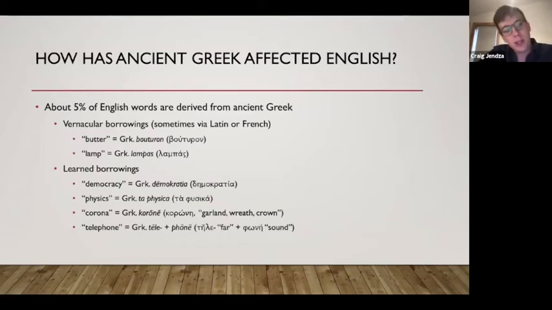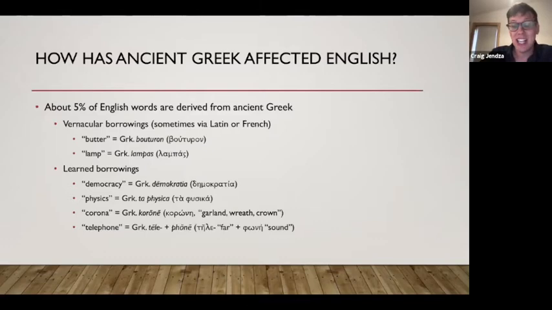And then there are learned borrowings. These are words that basically people in the 17th, 18th, 19th, 20th centuries, when they wanted to come up with a new term, they would basically pull a word from ancient Greek to give it a sense of authority, or they would just pull word roots. So here are some words: democracy comes from the Greek word demokratia, or physics comes from the Greek word ta physika, physics. Even our word corona comes from the Greek word korone, which just means a garland or a wreath or a crown. The reason it's called this is that the coronavirus, when you look at it under a microscope, seems to have a halo or a crown around it. And so that's why they call them coronaviruses.